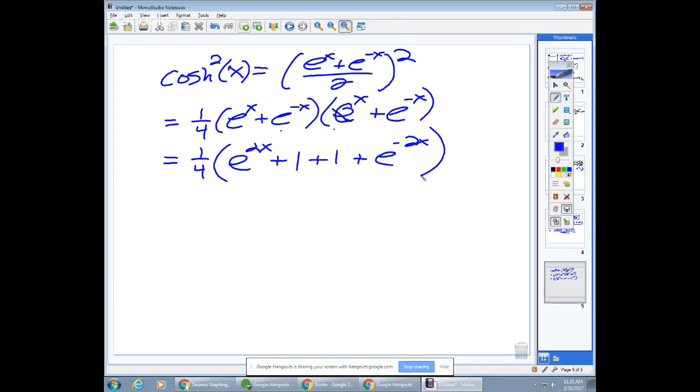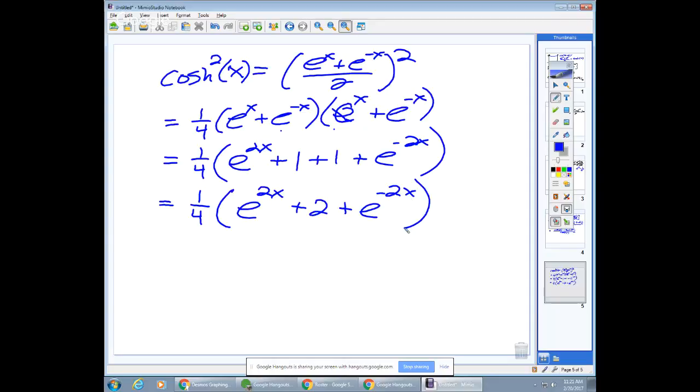All right, I better slow down. I'm getting too excited here. Okay, so that's not too bad. Cleaning it up just a little bit, leave the 1/4 out front because I don't feel like writing it over and over again. We've got e to the 2x plus 2 plus e to the negative 2x.